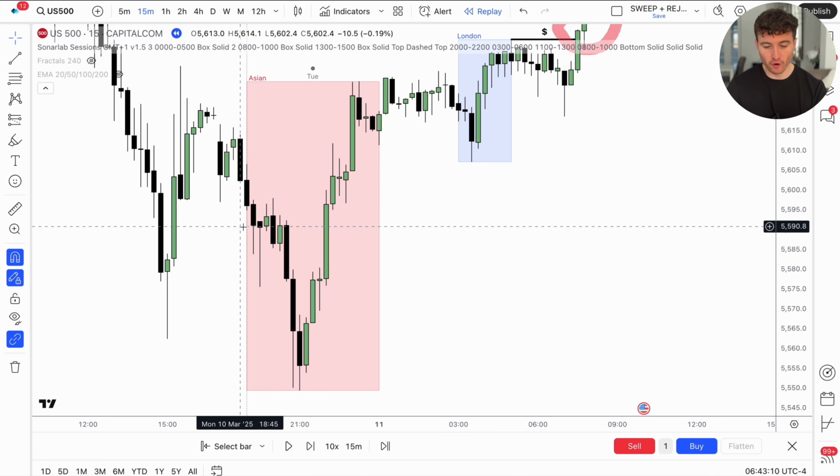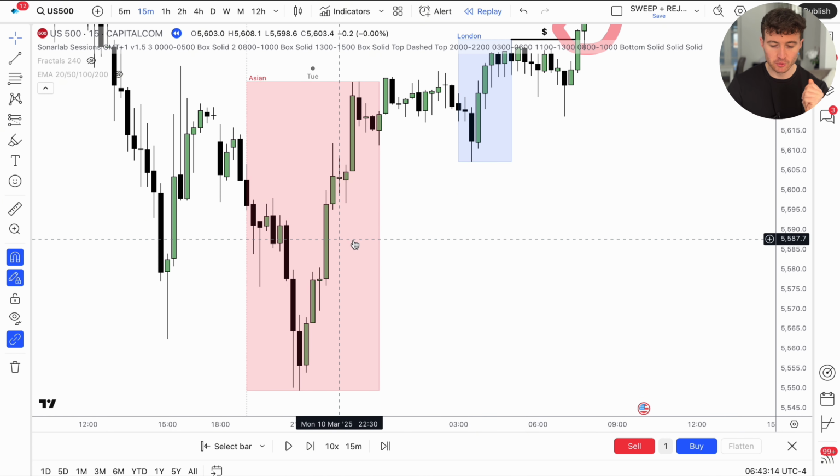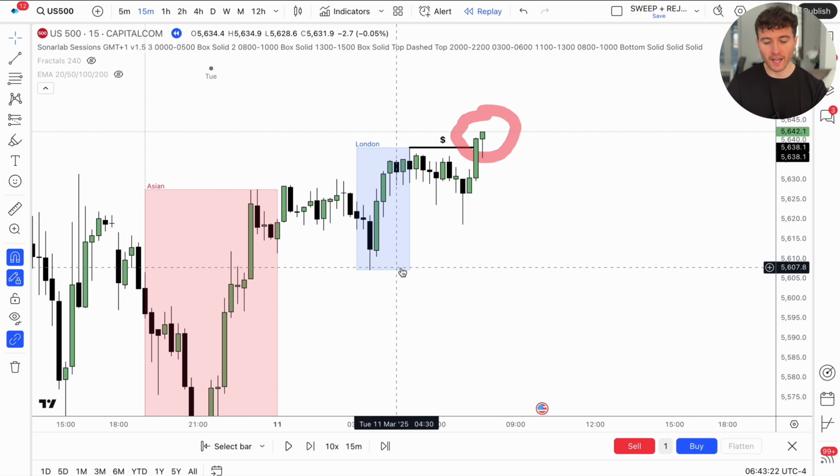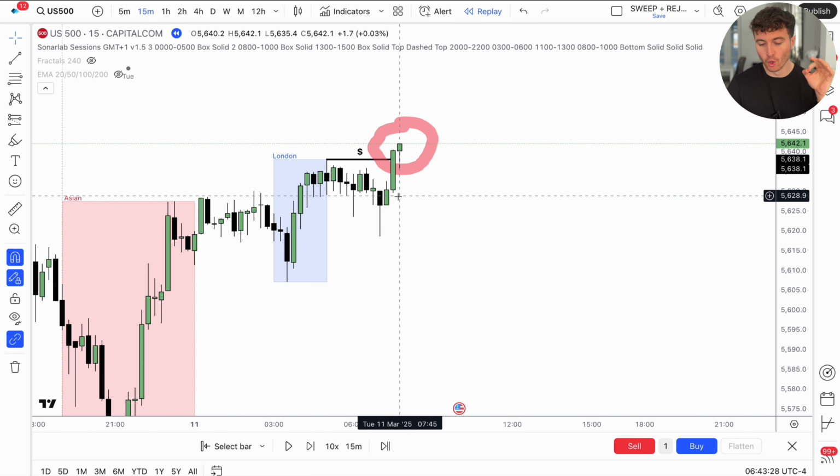Just so this is very, very clear, the Asian session is between 7 p.m. until 12 o'clock midnight. The London session is 3 a.m. until 5 a.m. And the New York session is from 8 a.m. until 10 a.m. And these are New York times.